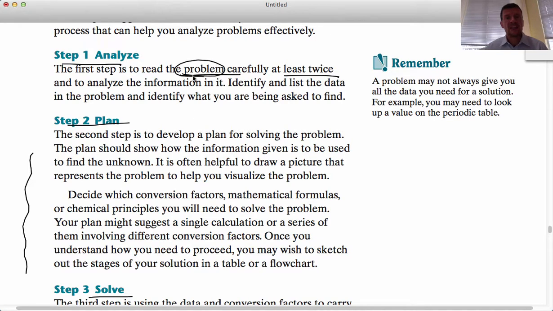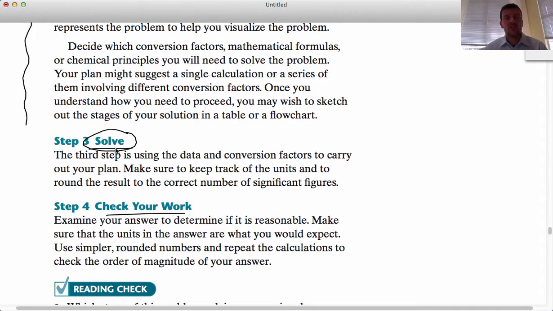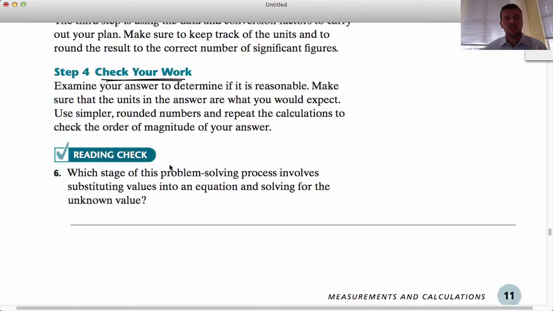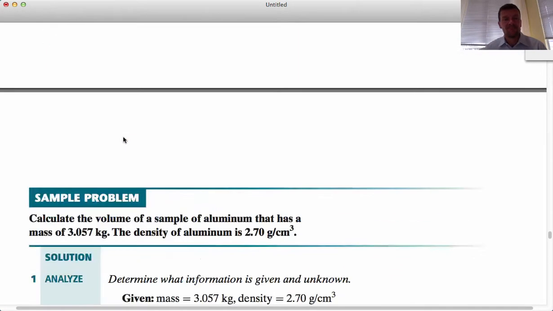So reading analytically is very important, and then try to come up with the given information, the known and the unknown, okay, and use that then to point you maybe to a correct formula or a correct method, and then try your approach and make sure it makes sense. Okay? I'll let you answer reading check number 6 right there.